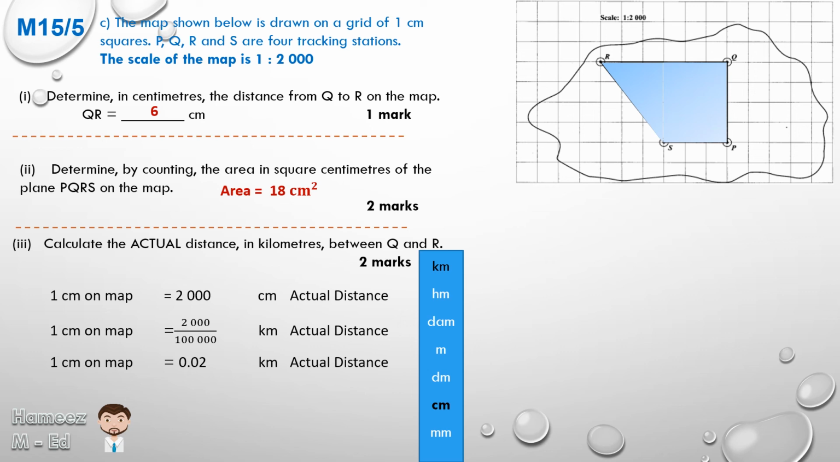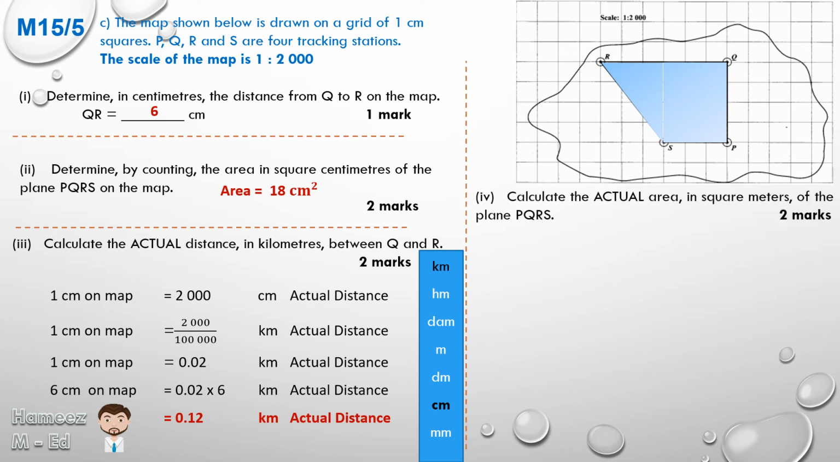And for the actual distance between Q and R, from part 1, QR was 6 centimeters. So 6 centimeters on the map will be equal to, and that's a ratio, since 1 cm is equal to 0.02 kilometers, 6 cm would be, we're multiplying by 6 on the left-hand side. So we multiply by 6 on the right-hand side, and that will give us 0.2 kilometers as the actual distance. And part 4, calculate the actual area in square meters of the plane PQRS.